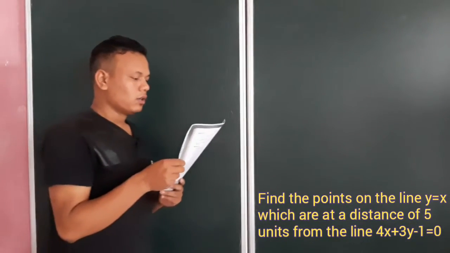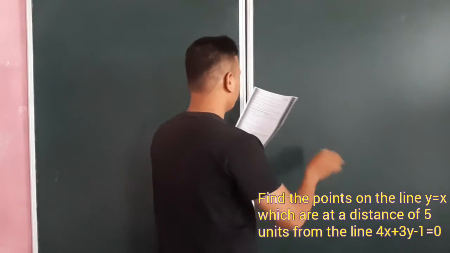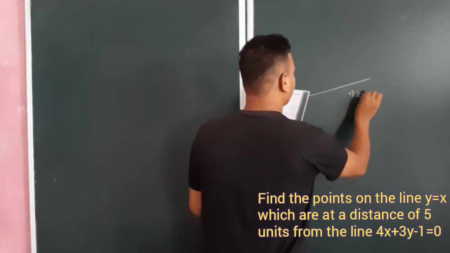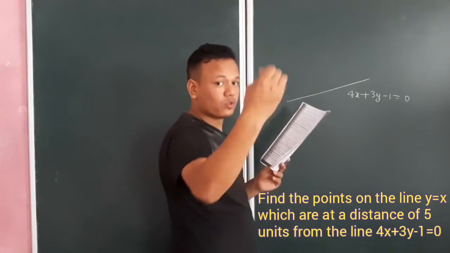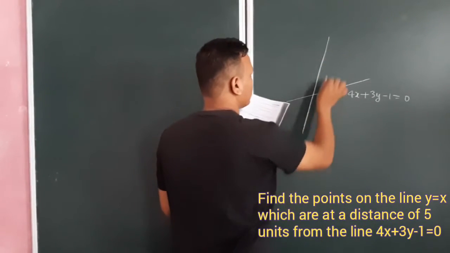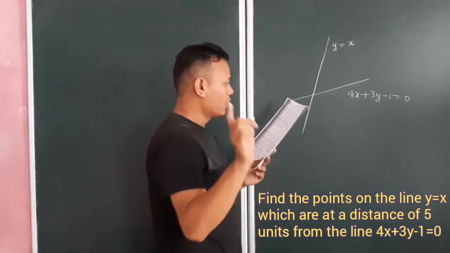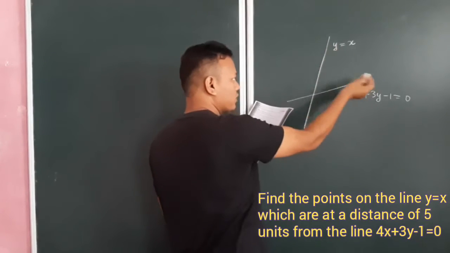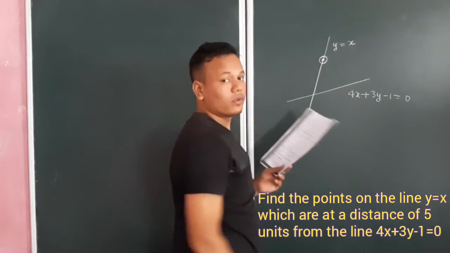Okay, so there are two equations given to you. One of the equations is 4x plus 3y minus 1 equals 0. There's one more line and the equation of that line is given to you, y equals x. The question says find the points on the line y equals x. So let me take that point to be this one, and you need to find the coordinates of this.